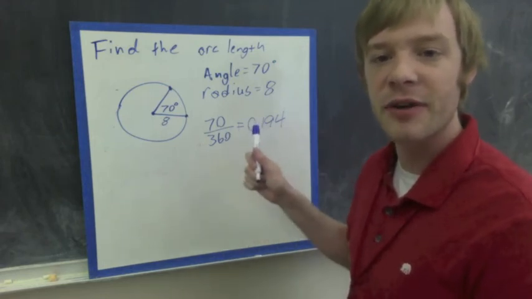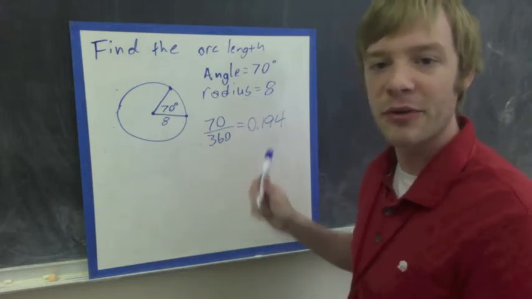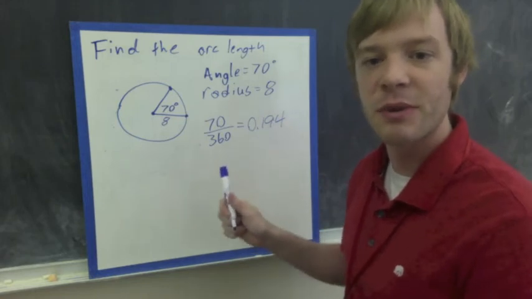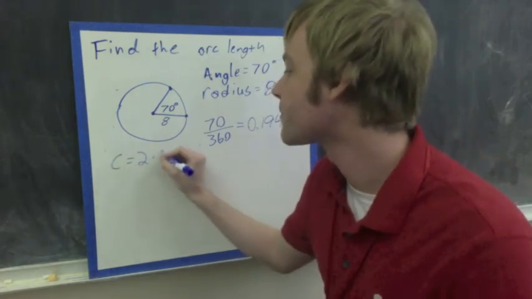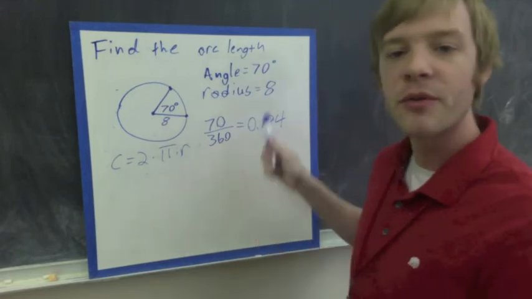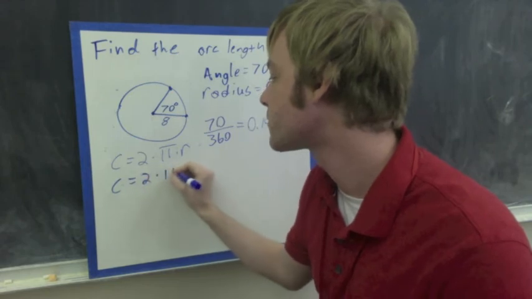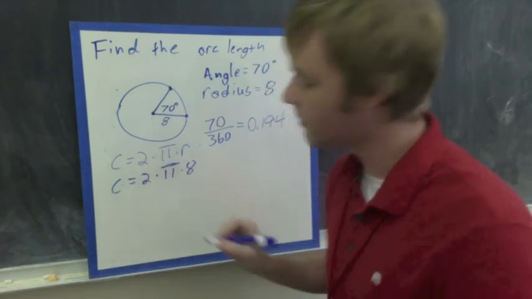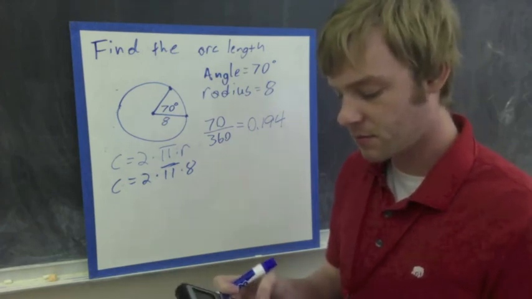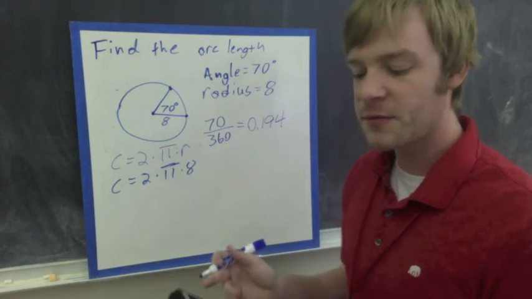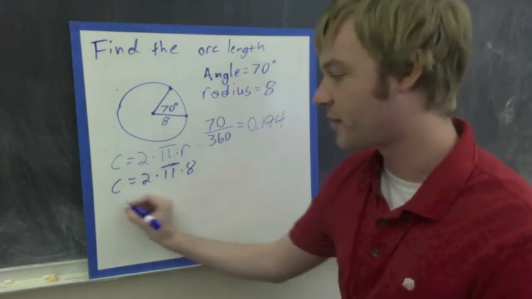Now we also need to figure out the circumference of the circle. So we need to figure out the distance around the whole circle, and then we'll multiply it with our percent here. If you remember, circumference is 2 times pi times r. We know that our radius is 8, so I'm going to plug in an 8 right here. Once again, using my calculator, 2 times pi times 8, and we get 50.265, which I'm going to round to 3 decimal places.